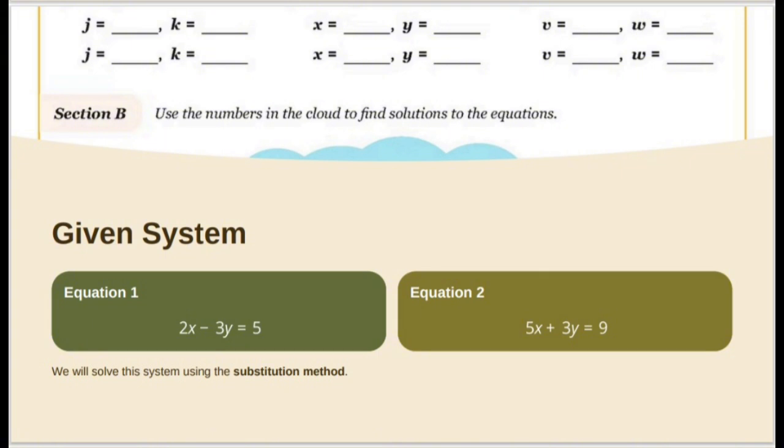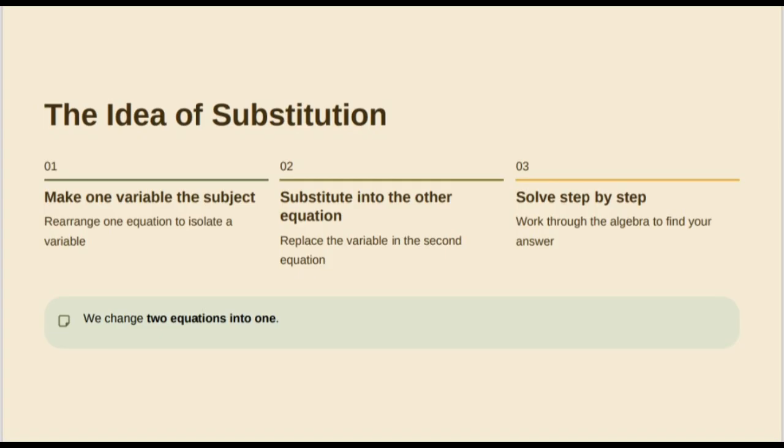The substitution method means we first make one variable the subject of an equation. Then we substitute this expression into the other equation. This allows us to change two equations into one equation.